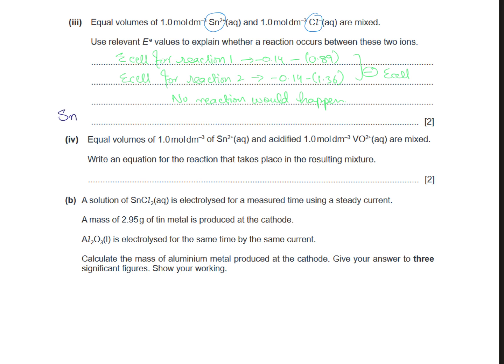So we have Sn2+ going to give us Sn4+ plus 2e-, and the second equation was VO2+ plus 2H+ plus e- is going to give us V3+ plus H2O. Yeah, sorry about that, I keep on writing excess of everything.